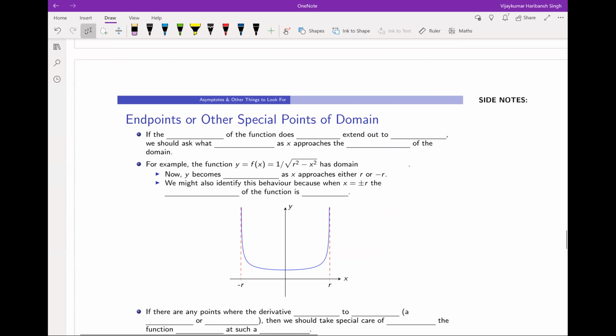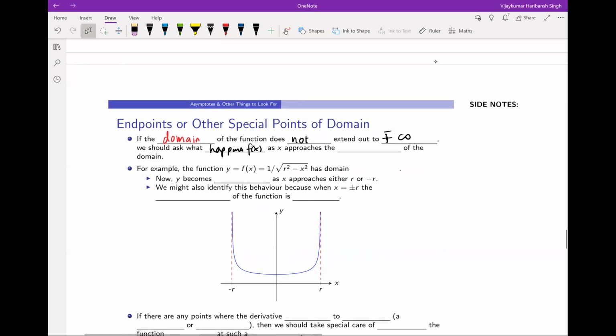So note the following: if the domain of the function does not extend out to plus or minus infinity, we should ask what happens to f of x, or your function, as x approaches the boundary of the domain. An example here would be, so let's consider the following.